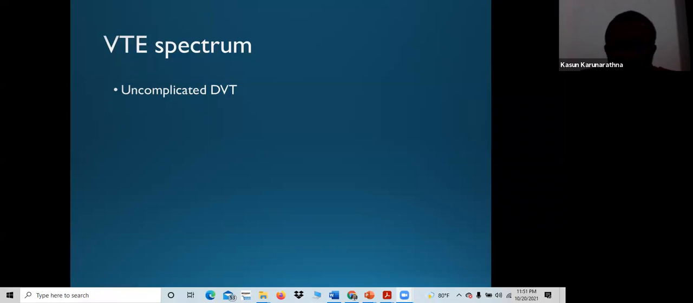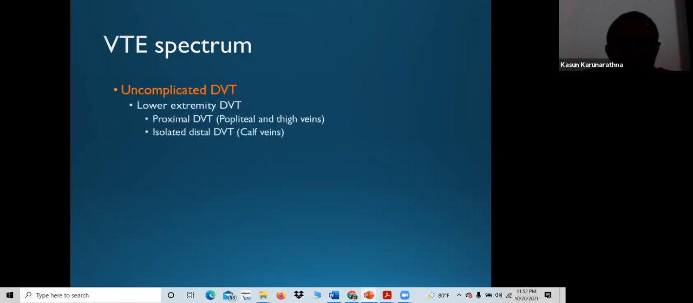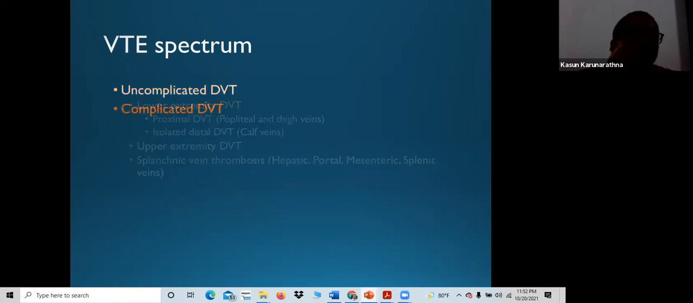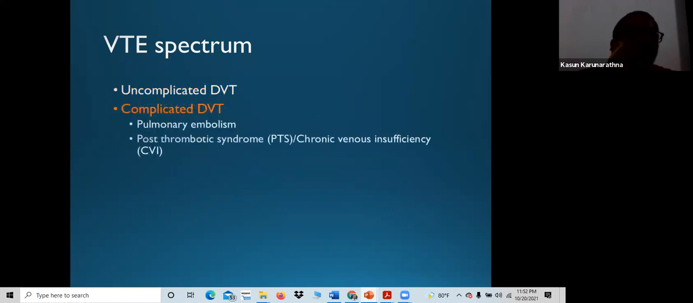Venous thrombosis spectrum: it can be uncomplicated DVT, complicated DVT, or DVT secondary to an anatomic cause. Uncomplicated DVT: lower extremity DVT, proximal DVT, isolated distal DVT, upper extremity DVT, or splanchnic vein thrombosis, hepatic, portal. Splanchnic vein thrombosis is also part of deep vein thrombosis. Complicated DVT means pulmonary embolism or post-thrombotic syndrome.